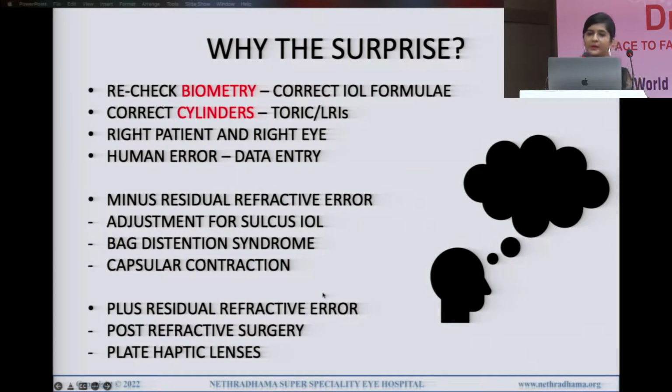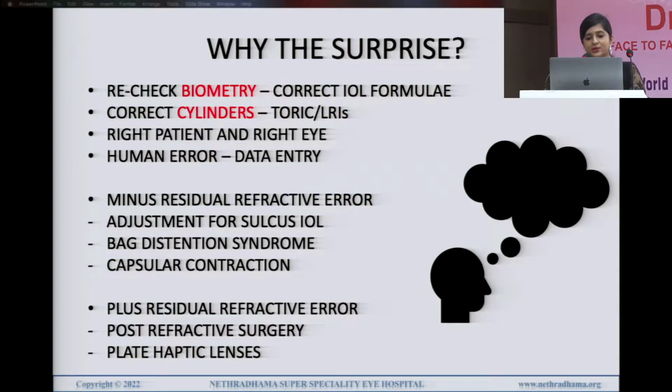So first of all, when we have a patient with a post-cataract refractive surprise, we always ask ourselves, why the surprise? So the first thing we do is recheck the biometry and make sure that we've used the correct IOL formula for the correct patient. This was very beautifully elaborated by Dr. Gaurav. Always correct cylinders with either toric IOLs or with LRIs, and make sure that we've operated on the right patient, on the right eye, and make sure that there's no human error in data entry.